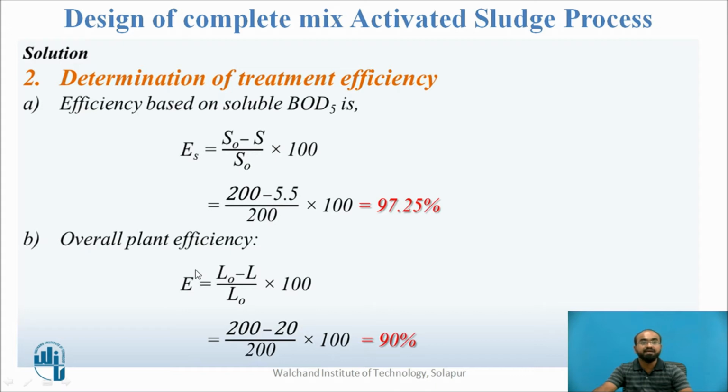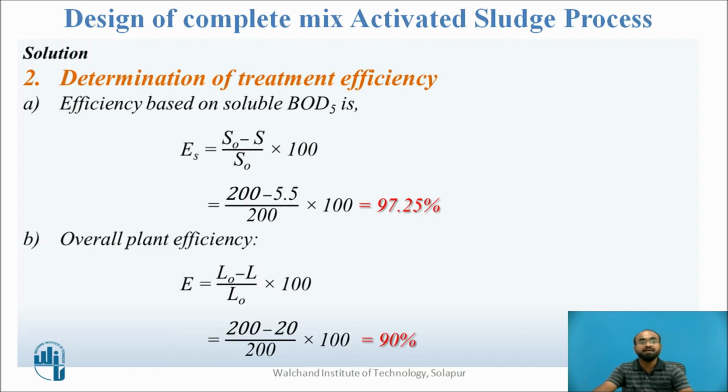Then the second step will be determination of treatment efficiency, where we are going to find out how efficient our ASP will be. Efficiency can be divided into two parts. The first one will be efficiency based on soluble BOD. It will be represented as ES, which is equal to S0 minus S divided by S0 multiplied by 100. So that is 200 minus 5.5 divided by 200 multiplied by 100, which will come to about 97.25%. It means we are reducing the BOD by 97.25%.